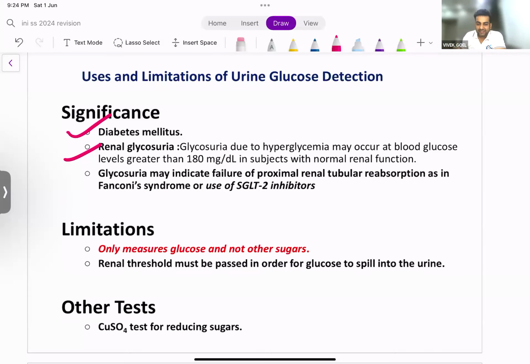In today's day and age, in every diabetic patient, you will find urinary glucose 3 plus. The reason being they are on a drug known as SGLT2 inhibitor, the dapagliflozin, the empagliflozin, or the canagliflozin, all of which inhibit the sodium glucose transporter 2 in the proximal tubule, which causes glycosuria. So whenever you see glycosuria in a diabetic patient, there are two DDs.